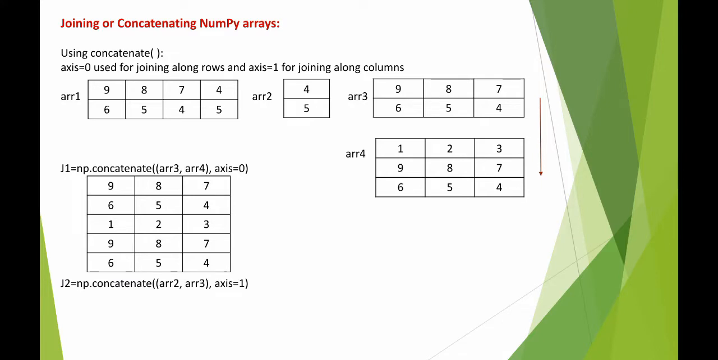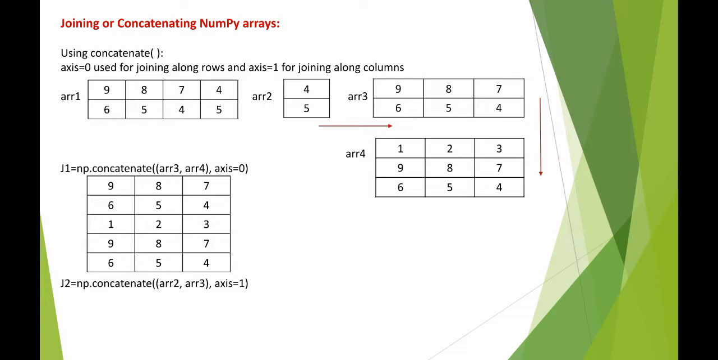Now if we write this one, j2 is equal to np.concatenate(arr2, arr3, axis=1). Since the axis is 1, the joining or concatenating will be along axis 1, and the arrays to be concatenated are arr2 and arr3. So you can see the direction of the arrow here.